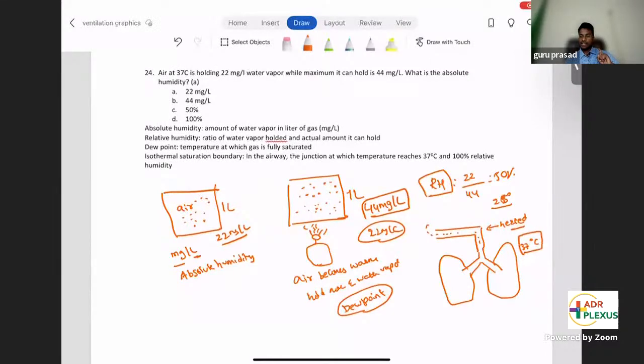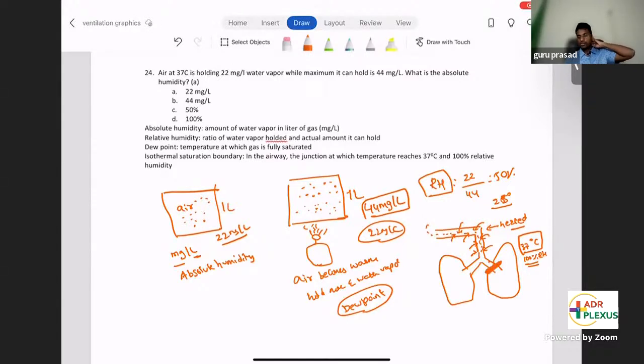That is the first thing. Second, as the air is getting heated, it will draw moisture from your airways. From all the respiratory lining, it will take water vapor, and it will try to become 100% saturated, to have a relative humidity of 100%. So the point at which the air you breathe reaches 37 degrees with 100% relative humidity is called the isothermal saturation boundary. That is usually present near the bronchus. It is present at the bronchus level. So why is this important?